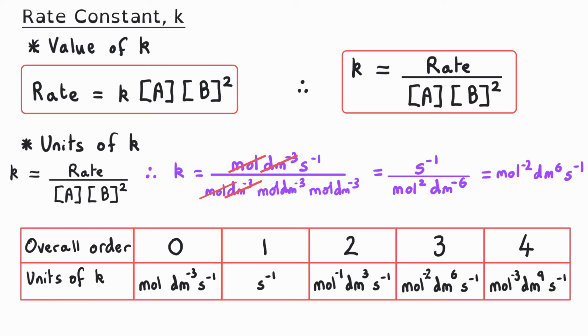Remembering this is sometimes easier than working it out, and you can see that there is a progression in terms of how the moles term and the dm term changes as we increase the overall order for the reaction.